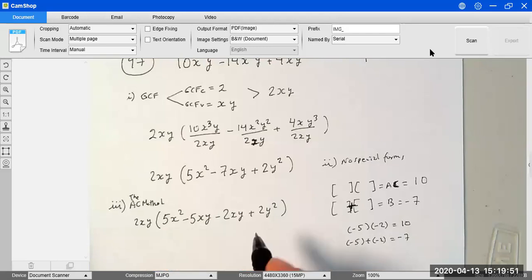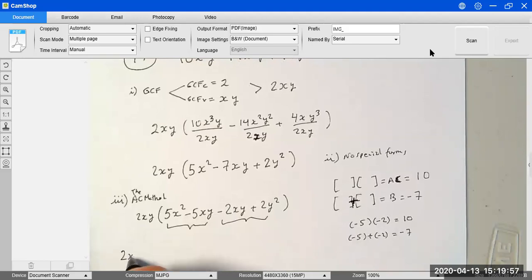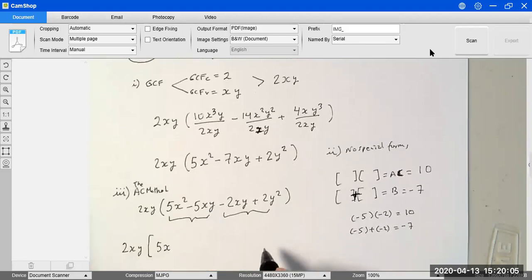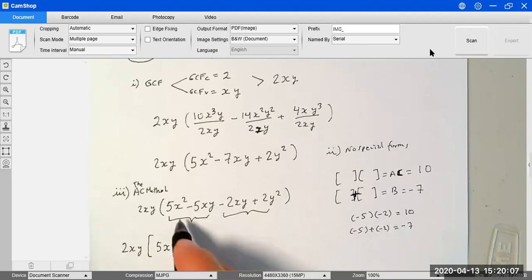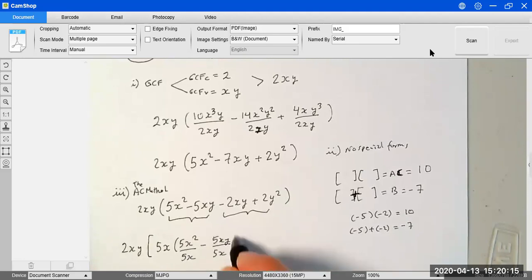So I'm going to do factoring by grouping, and so we're going to get to xy. What is the greatest common factor of the first group? It's going to be 5x. So you're going to divide 5x squared over 5x, and negative 5xy over 5x.